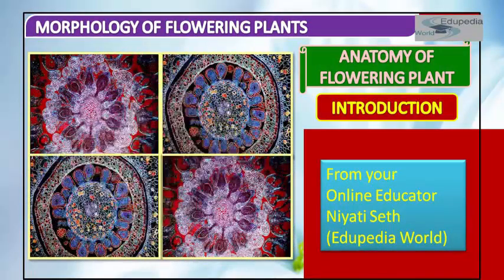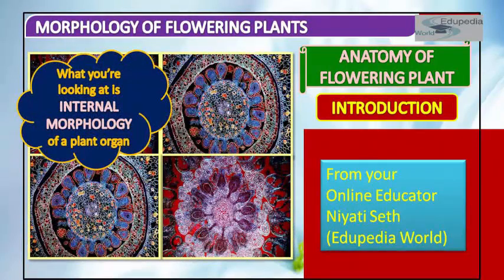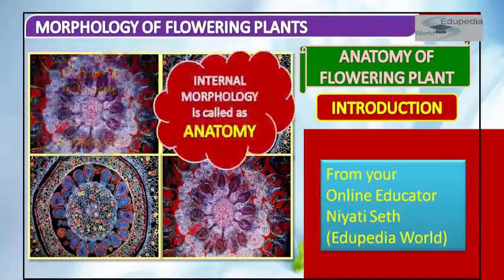So, introduction. What you are looking at is the internal morphology of a plant organ. Internal morphology is called anatomy. As I told you, plant anatomy can be defined as a branch of botany which is concerned with the study of internal structure of plants. It is also called phytotomy. And it completely deals with the structural organization of plants.